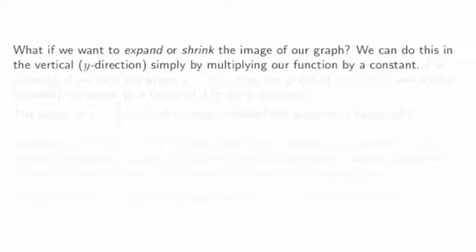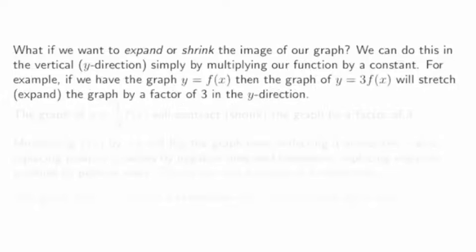In this presentation, we look at expansions and contractions. What if we want to expand or shrink the image of our graph? We can do this in the vertical or y direction simply by multiplying our function by a constant. For example, if we have the graph y equals f of x, then the graph of y equals 3 times f of x will stretch or expand the graph by a factor of 3 in the y direction. If we want to expand a graph vertically, we simply multiply on the outside by that amount. Here we're trying to expand the graph vertically by a factor of 3, so multiply on the outside by 3.